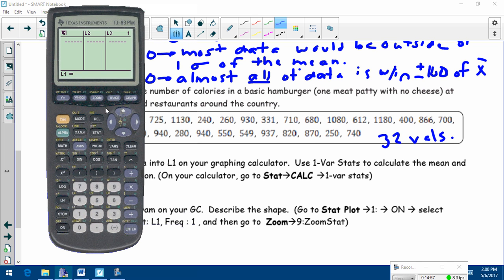Word of caution, don't hit delete. Delete takes away the list. You don't want that. If that does happen to you, you can insert the list again by going second delete. And if you want the name of the list to be L1 like we're used to, if you look above the 1 key, there's an L1. So you have to go second L1, enter. But assuming your list is empty, go ahead.